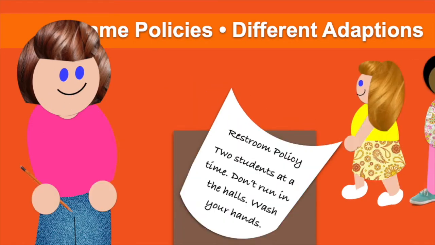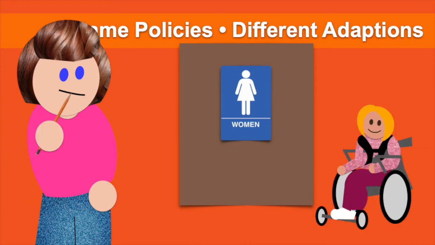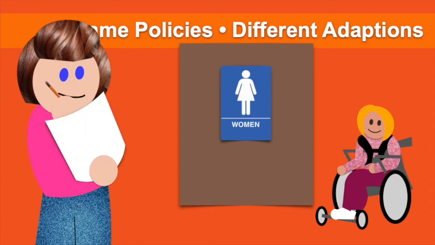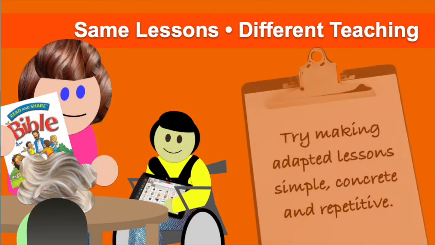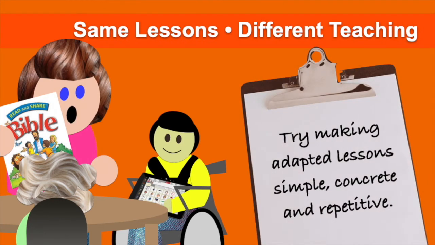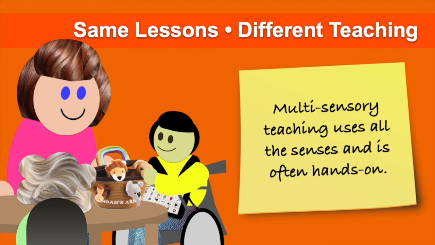For instance, you probably have a restroom policy already in place, but does it work for older students who need assistance in the restroom? Probably not. An adaptive policy will need to be put in place. Secondly, the same lessons, but a different way of teaching. Teaching students about the Bible matters for everyone, but some kids will need these lessons to be adapted or be taught in a more multi-sensory way before they can really connect with the message. Adapting curriculum doesn't have to be hard or expensive to do, but it does make a big difference.